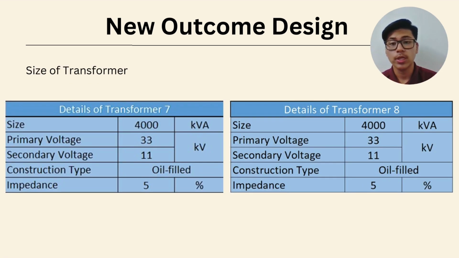Okay, we can continue with the new size of transformer for transformer 7 and transformer 8. We can see there are two tables that show the details of the transformers. The rating of the transformer is the same for 7 and 8, which is 4000 kVA, and the primary voltage is 33 kilovolt, secondary voltage is 11 kilovolt, and the construction type is oil filled with an impedance of 5%.